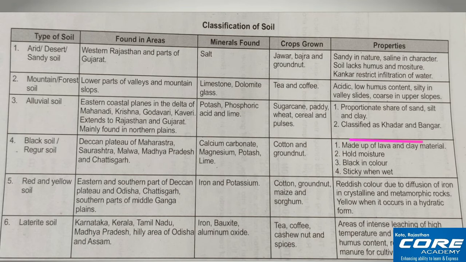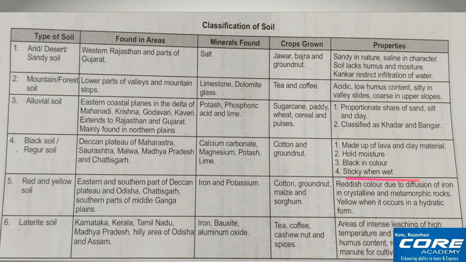Now the next one is black soil. It is also called cotton soil or regur soil. Why? Because it is best for the cultivation of cotton. Basically it is found in the Deccan Plateau of Maharashtra, Saurashtra, Malwa, Madhya Pradesh and Chhattisgarh. Minerals found in this black soil are calcium carbonate, magnesium, potash and lime. The crops grown in this area are cotton and groundnut. As I have already told you, this black soil is best for cotton cultivation.